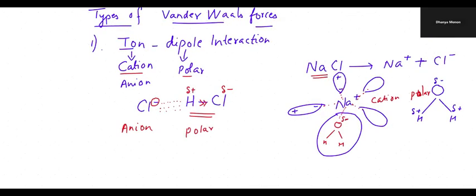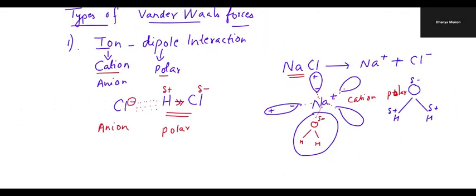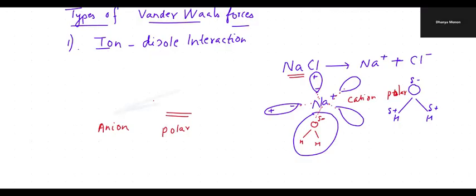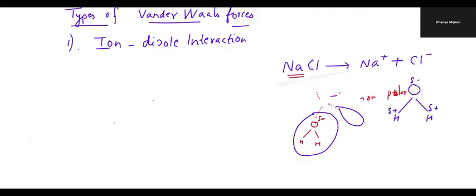So go with the name. Cation and a polar molecule. Anion and a polar molecule. That's it. So this is an example. And this is the strongest among all the five types of van der Waals forces. So this is the strongest, right? So this is number 1.